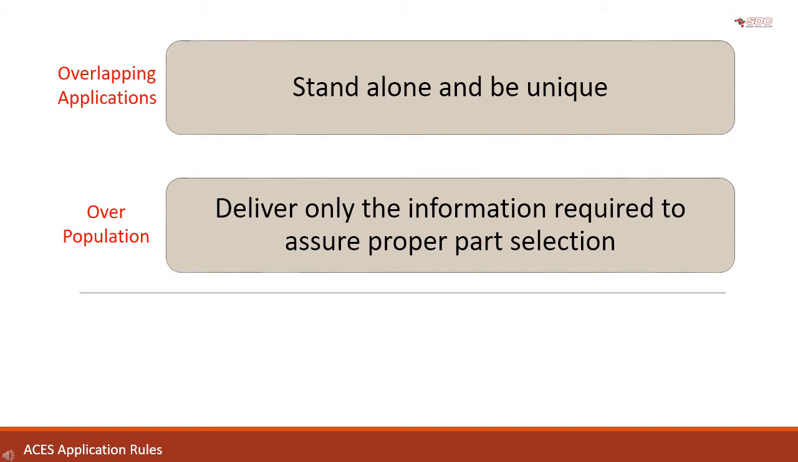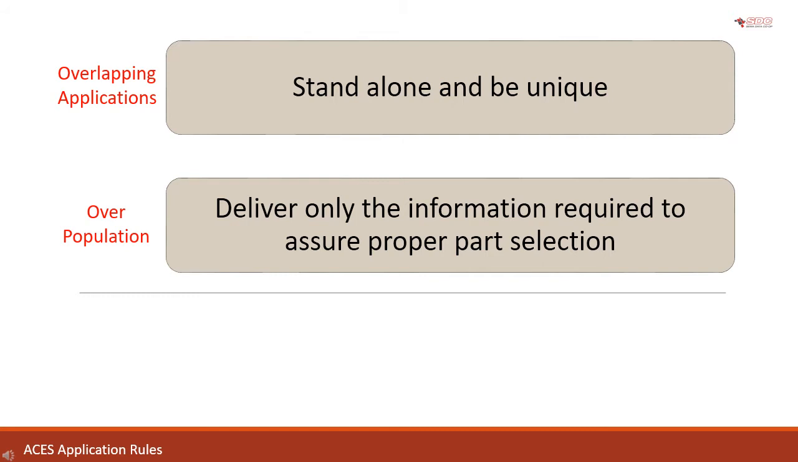The second rule that we need to follow is called overpopulation. Now, this is when, on the flip side, we want to make sure that we're delivering only the information that's required to make the part selection. Otherwise, if we're sending a whole bunch of data in our application that really is irrelevant in going through the part selection process, then that would be considered an overpopulated application. So we do not need to include, say, steering configurations in your application if it's not relevant to the part number itself and selecting that part number.